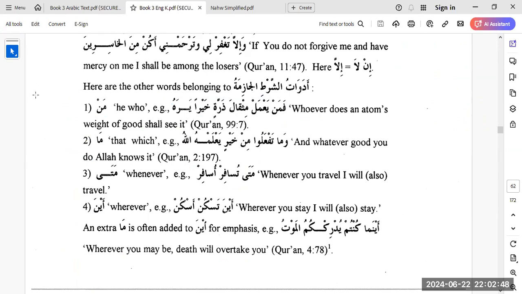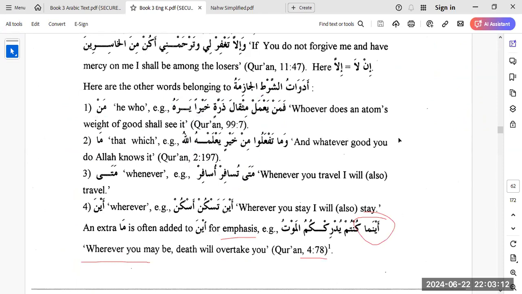All right. For example, we have aynama kuntum yudrikukumul maut. Aynama kuntum. Wherever you may be, wherever you may be, aynama, it's emphasis. It was actually ayna. Aynama kuntum, death will overtake you. Surah 4, ayat 78, that is Surah Nisa.